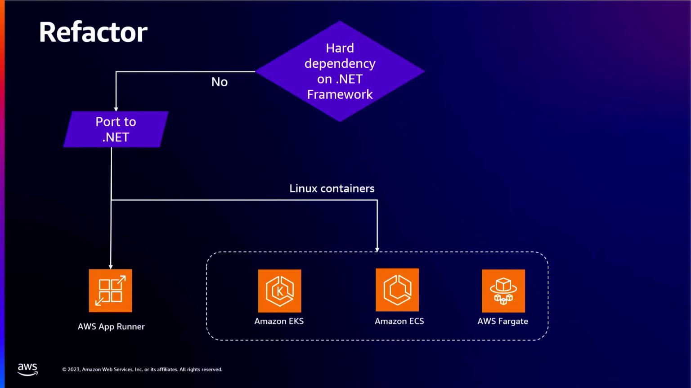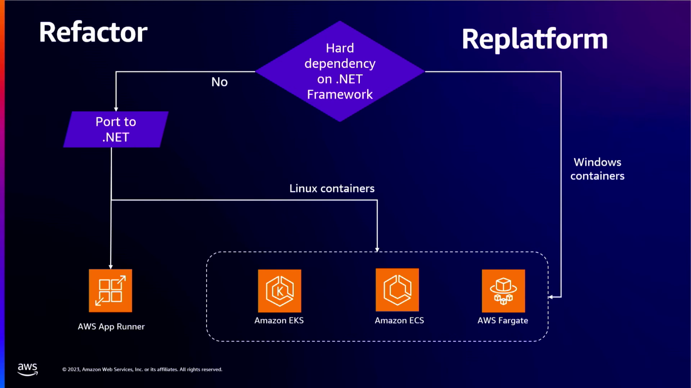Now, once you have ported it to .NET, you can, of course, run those Linux containers on the same container services that I mentioned, or you can also take advantage of a managed service called AppRunner. AppRunner is a service which you can point to your .NET source code repo, and it's going to fire off the build process, provision compute for you, deploy your application, and give you a secure endpoint. I highly suggest you look at AppRunner as well as an option.